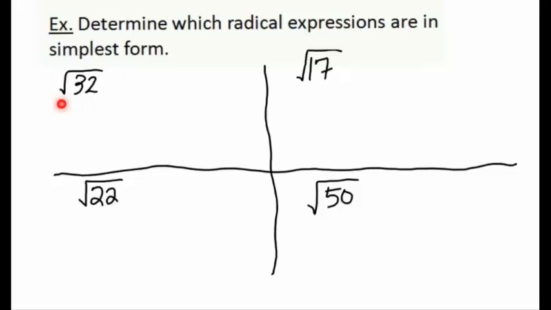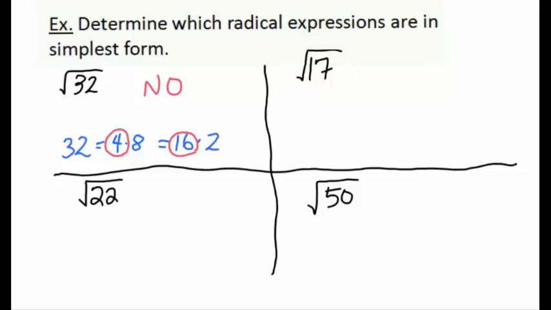form. Let's begin with square root of 32. Now, recall that 32 can be factored into 4 times 8, or into 16 times 2. So this means that there is a factor that's bigger than 1 that is a perfect square number, either 4 or 16. So this means that the square root of 32 is not in simplest form.